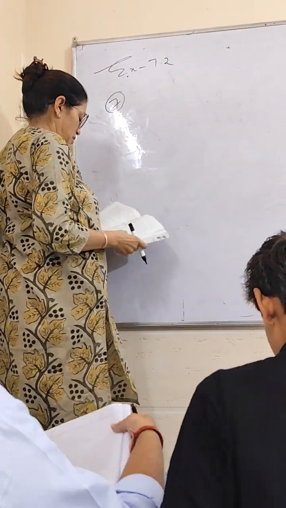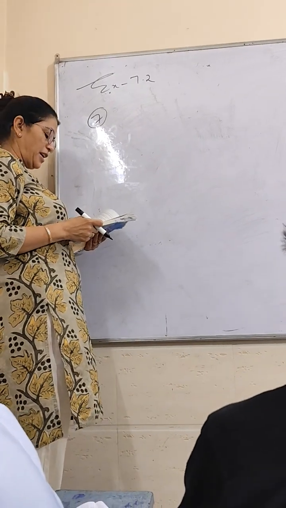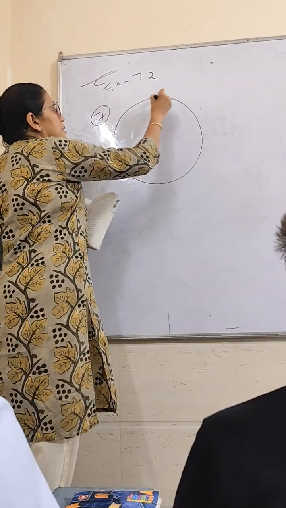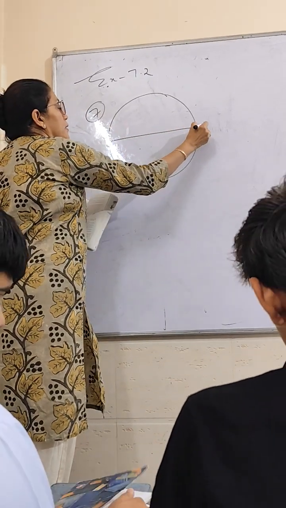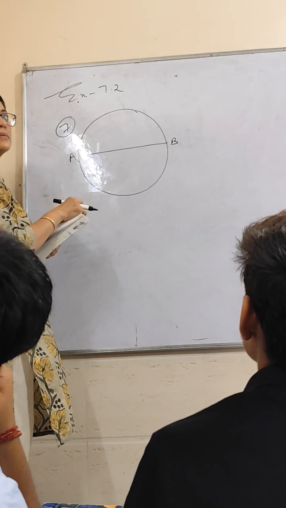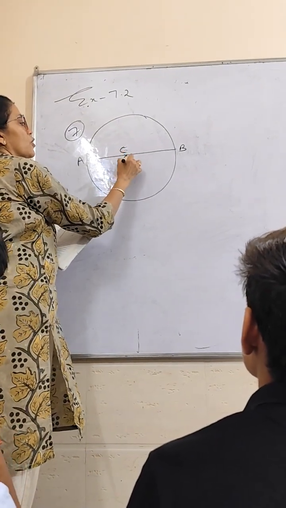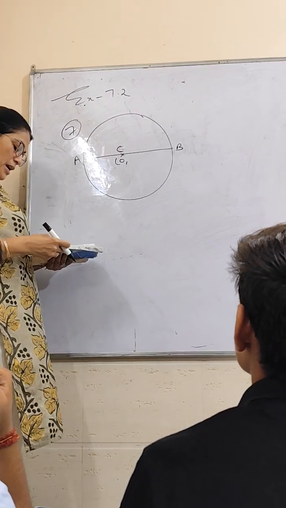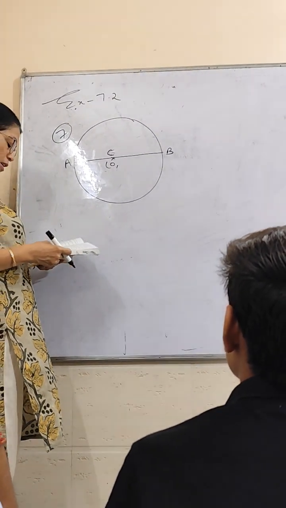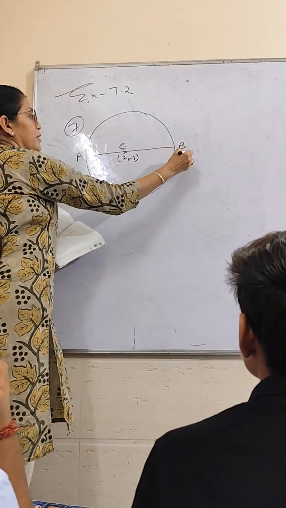Seventh question. Find the coordinates of A, where AB is the diameter of the circle. This is the circle. AB is the diameter. Diameter passes through the center. Find the coordinates of point A where AB is the diameter of the circle whose center is (2, -3) and B is (1, 0).